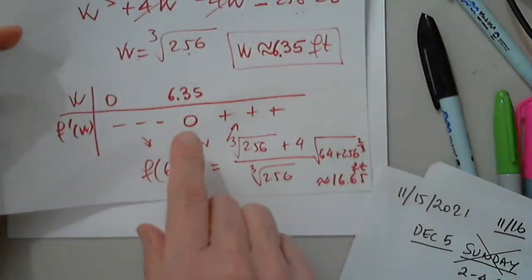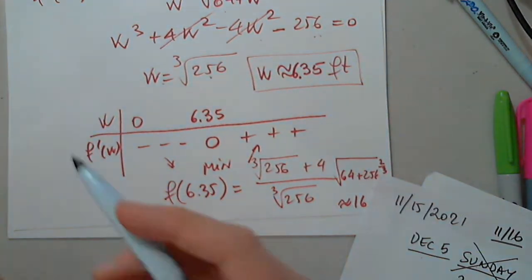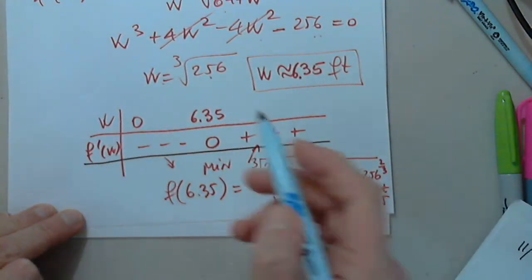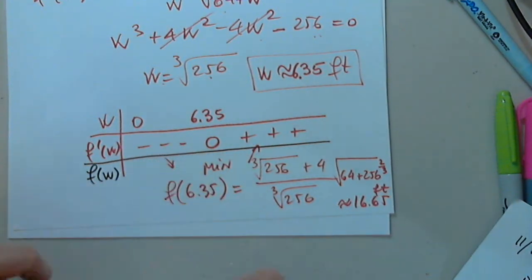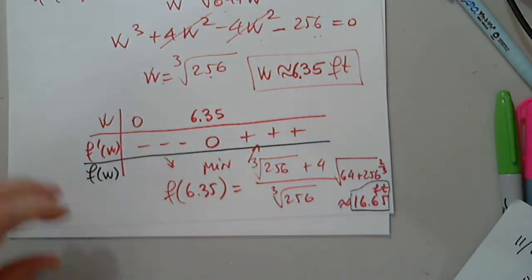Good. So remember to enter it here. We have to find f of w, and that is 16.65 feet. Great job. Thank you. Good problem.